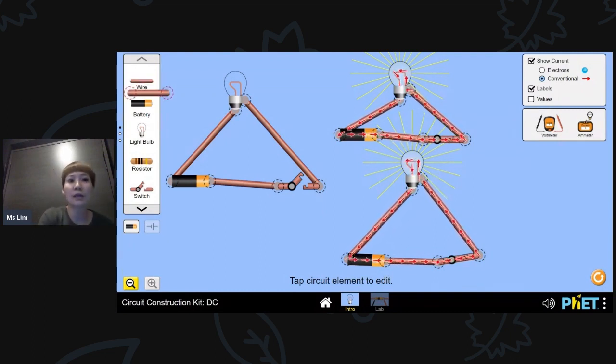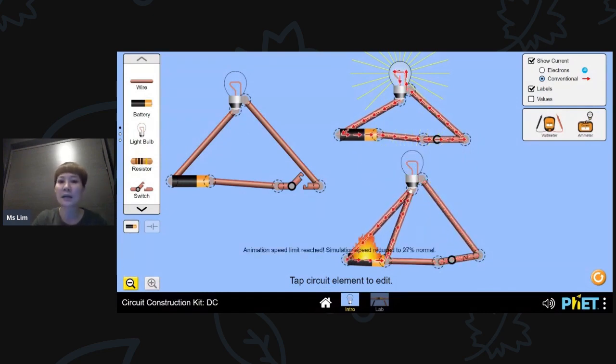So let's create a bypass circuit. What happens is I will connect this piece of wire in between. You still need the battery. The battery is the electrical source. Without the electrical source, the electrons will not start to move. So if I were to connect it here and connect it directly to the light bulbs, observe what happens.